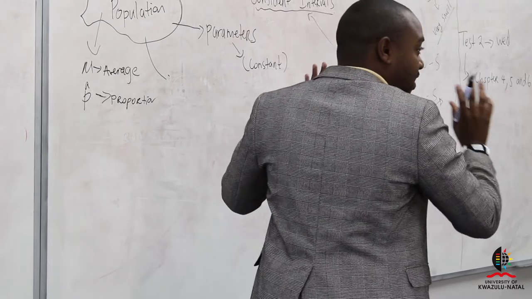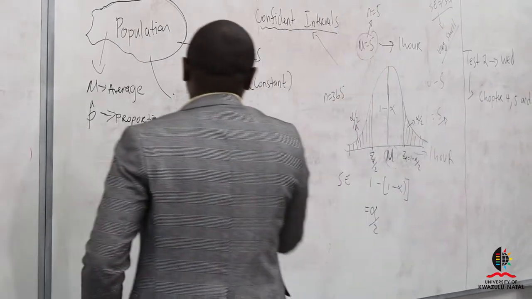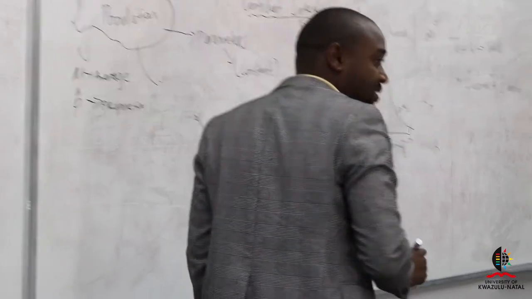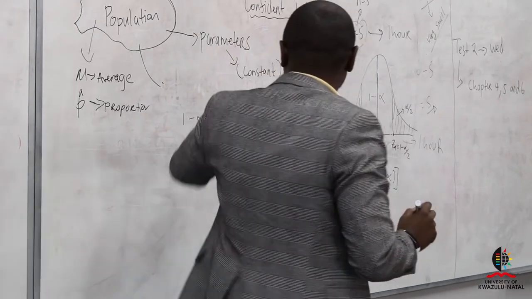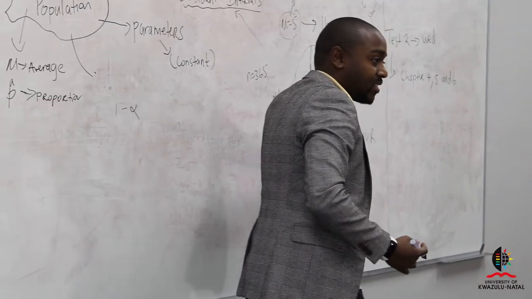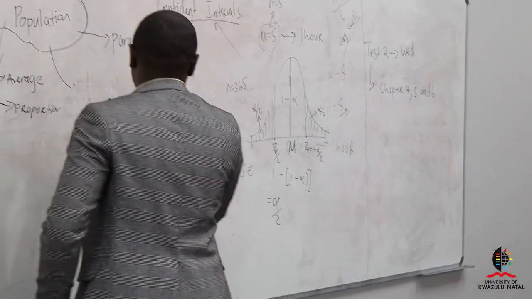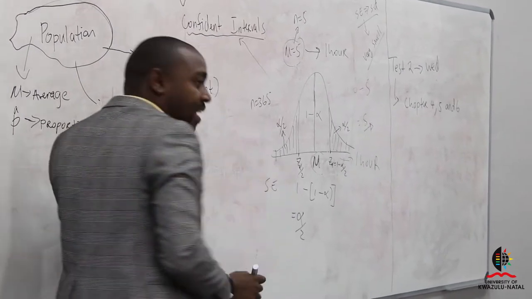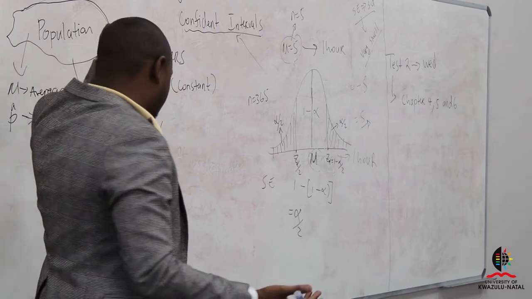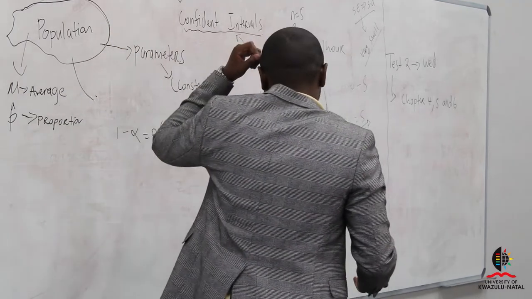Now, let's look at it this way. You've got 1 minus alpha, right? This is the area in between. You want to find this. 1 minus alpha is equal to probability, because the area under the curve is the same as probability, right? Okay, then what else do you have?